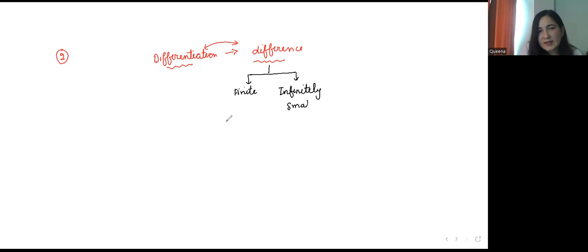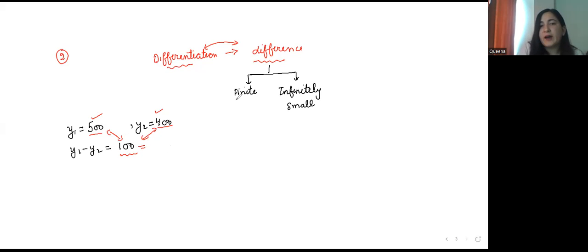An example: let us say we have two values of y. y1 is equal to 500 and y2 is equal to 400. If I do the difference of these two, I get y1 minus y2 is equal to 500 minus 400. It becomes 100 only. So you see from here that this number 100 is finite as compared to these two numbers. It is not very small or very big as compared to these numbers. So that is why I call these type of differences which are close to the numbers themselves as finite differences.